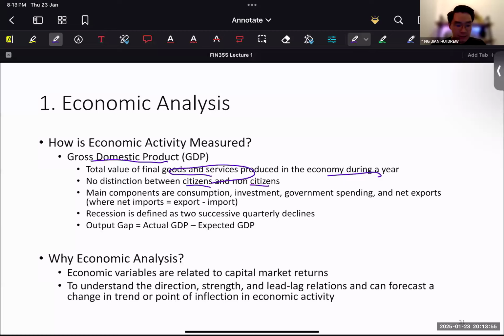Okay, some more terms. Recession is defined as two quarterly declines in GDP. A GDP gap or output gap is given by the actual GDP minus the expected GDP. So if there's some gap between the actual and the expected, that's your output gap.